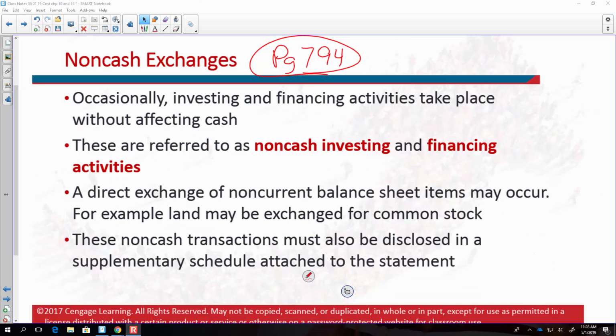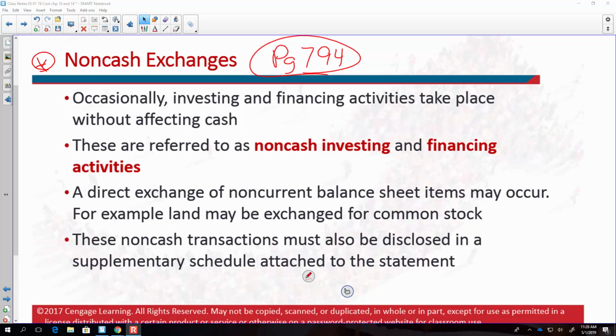All right, for chapter 14, we did touch on it last, was it Monday? Yes, Monday. And let's go back to it. We're doing the indirect method. I just wanted to point out one thing. It talks about the cash flow, the indirect method on page 794.